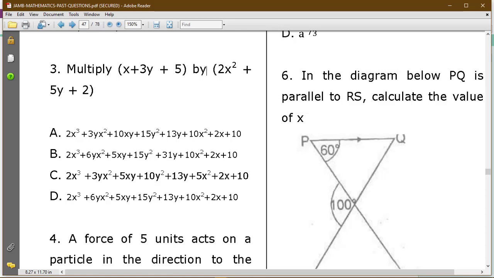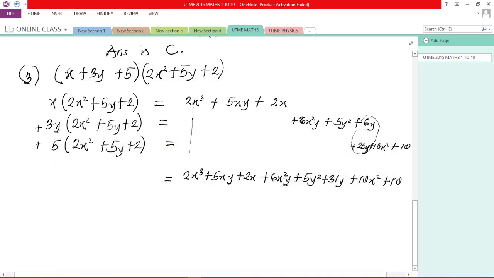Ordinarily, it should be x squared y. You arrange alphabetically, then 5xy, 15y squared, 31y, 10x squared, 2x plus 10. So let's go back to that place to see what I'm saying so that you know that the answer is B. You can see that this one is there, this is there, we have this, we have, where is it again? Oh, I've omitted something else. You can see how we make mistakes easily.